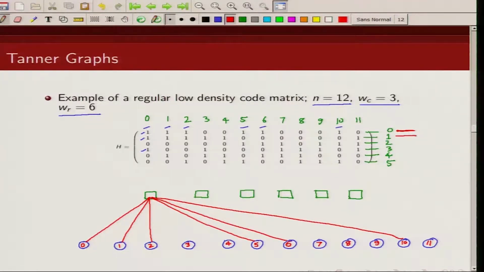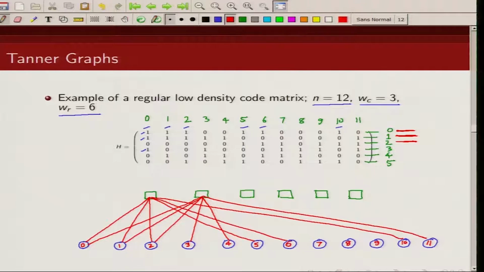Let us look at now this one. Which are the bits participating? Bit number 0, bit number 1, bit number 2. So, there is an edge from bit number 2 to this parity check constraint. Bit number 3, that is this. Bit number 4, that is this. And then you have bit number 11. So, you have this one. Okay.